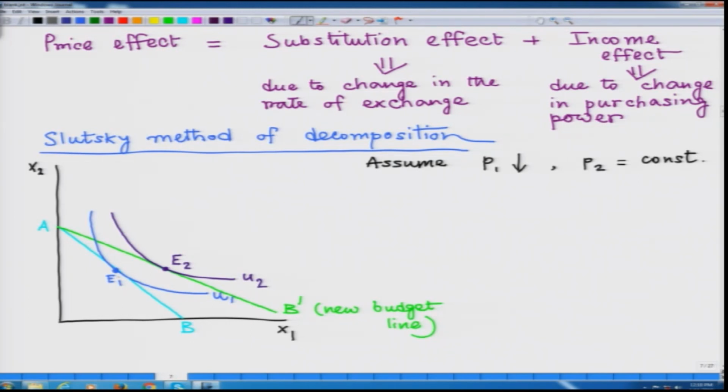Here we are going to concentrate only on the consumption of commodity 1 and not of commodity 2. This increase in consumption of commodity 1 is due to the total price effect. Now, the target is to decompose this total price effect into its components, income effect and substitution effect. First, let us talk about the substitution effect.